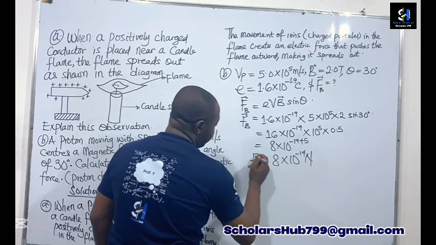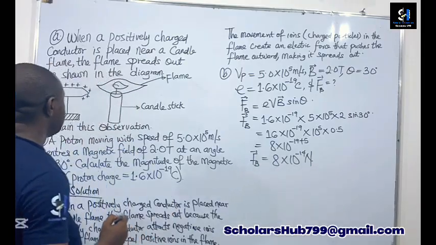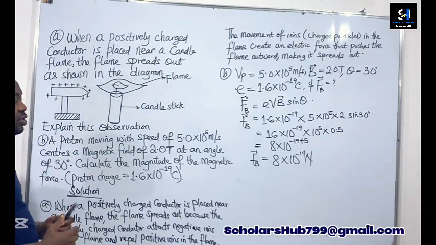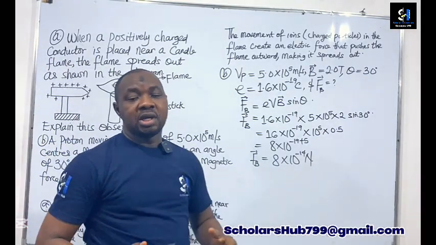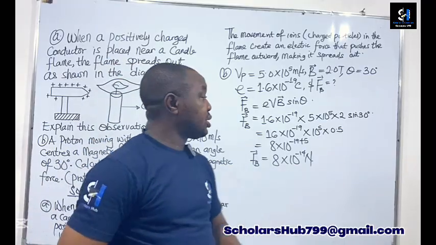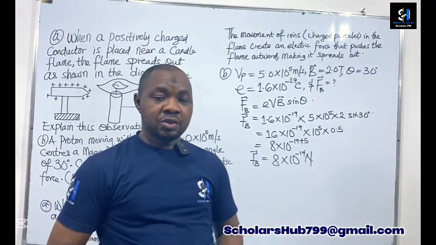This is the magnetic force on the proton moving with speed of 5.0 times 10 raised to the power of 5 meters per second.